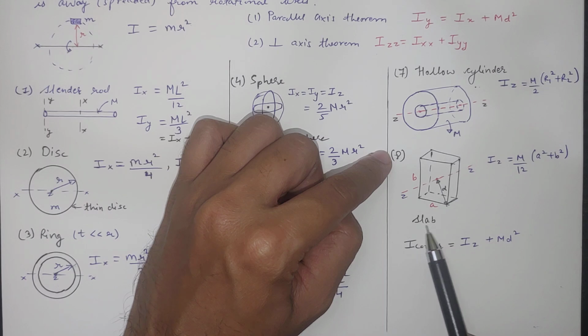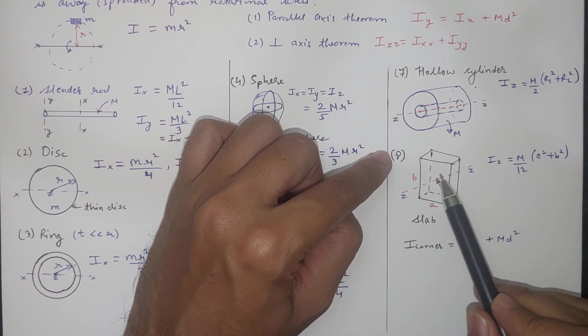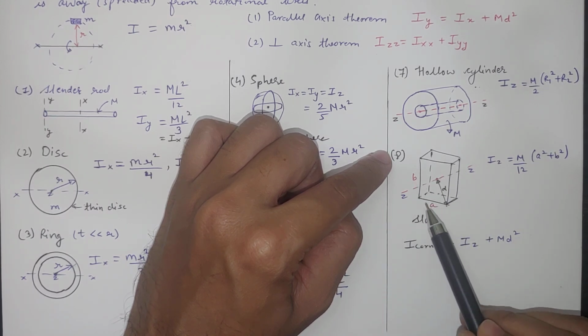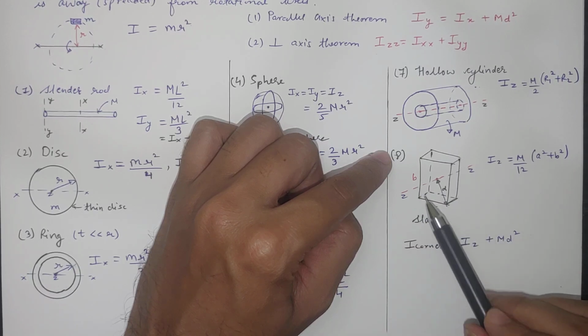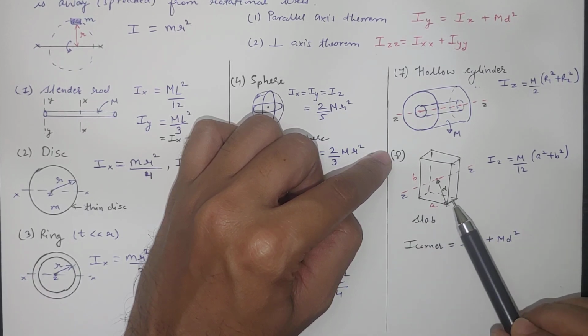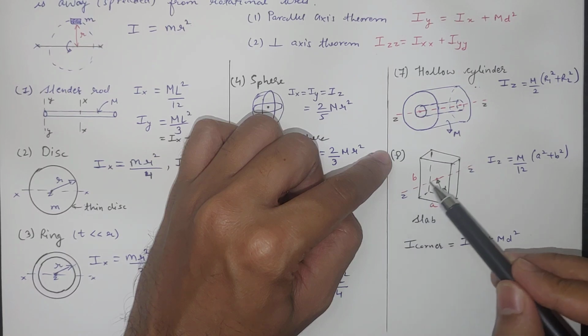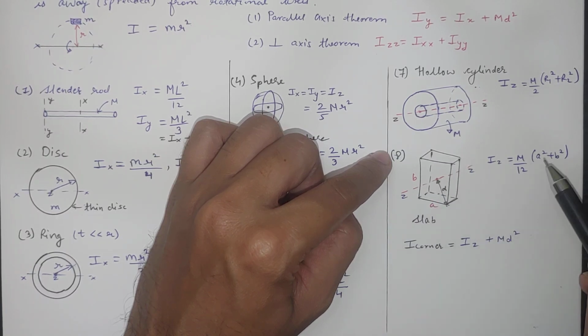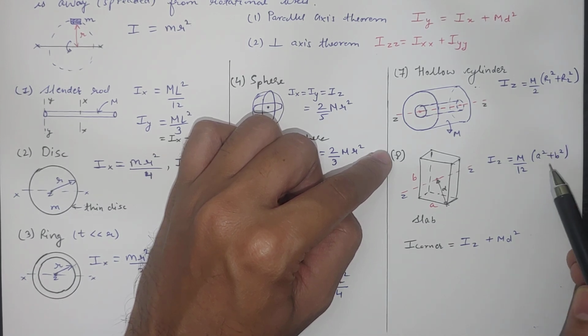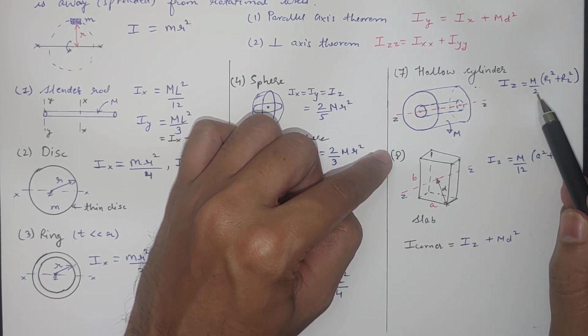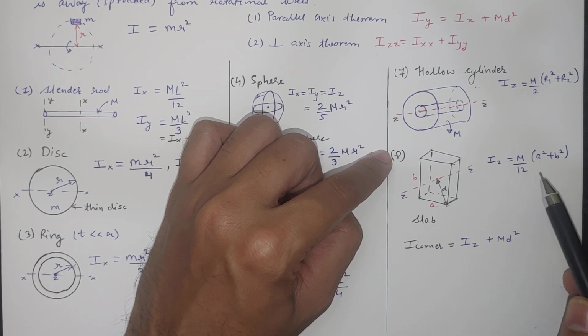This is a slab having some thickness, with length b and width a. So here a and b are the length and width of the object, and it's a slab. So for the z axis passing through the center, we have m by 12 times a square plus b square. These two are almost similar. Here radii are there and here length and breadth are there, but here we have to divide by 2, here we have to divide by 12.